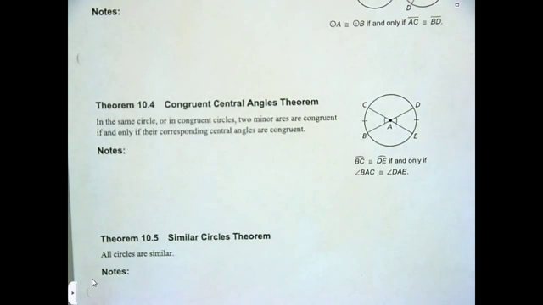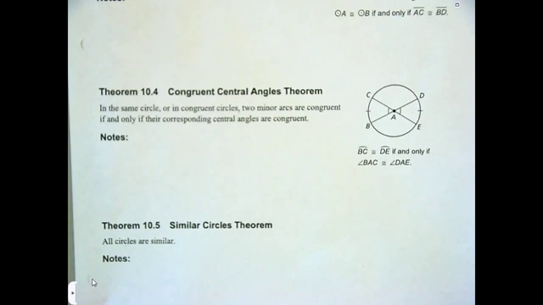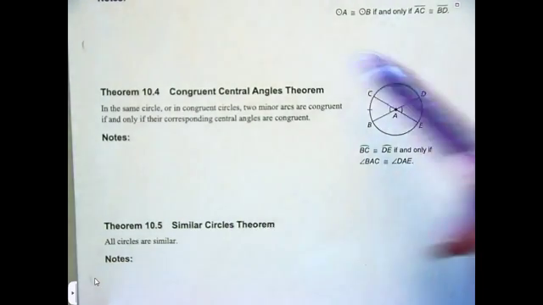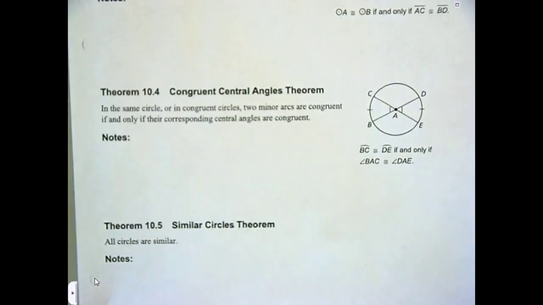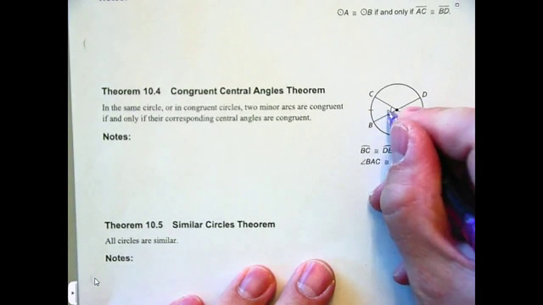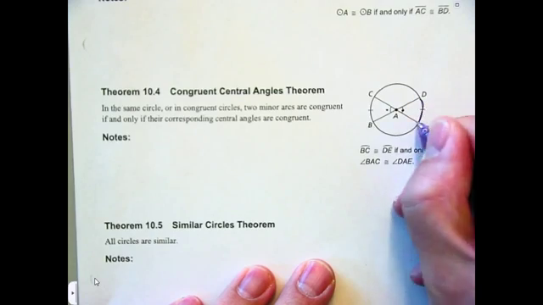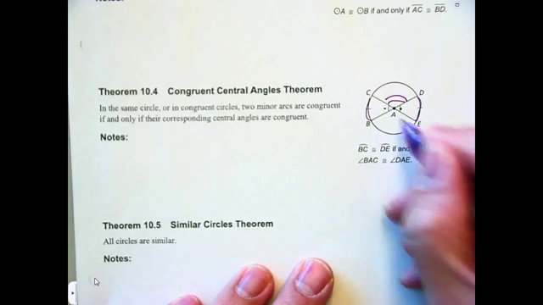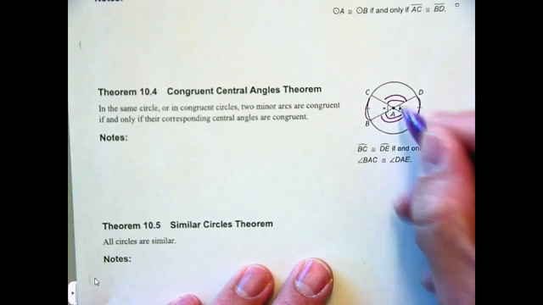Go ahead and read that one to yourself. Quick note there. In the same circle or in congruent circles, 2 minor arcs are congruent if and only if their corresponding central angles are congruent. So if this is equal to that, then this arc will be equal to that. Same thing here. This has to be equal to this. How do we know those two are equal?